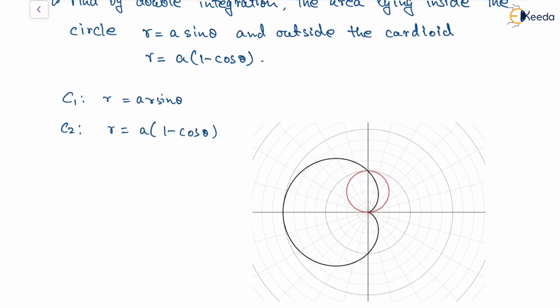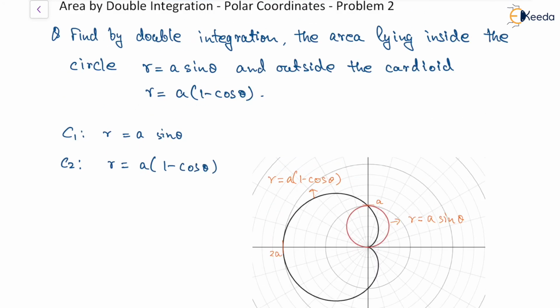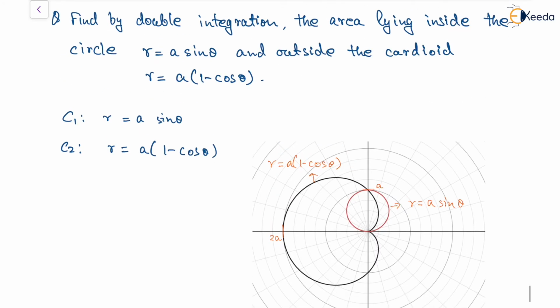So the first curve, this one, is r equal to a sine theta. This is a sine theta. And the second curve, this one, is r equal to a times 1 minus cos theta. This is supposed to be a, this is supposed to be 2a. Okay, now the area lying inside the circle and outside the cardioid.